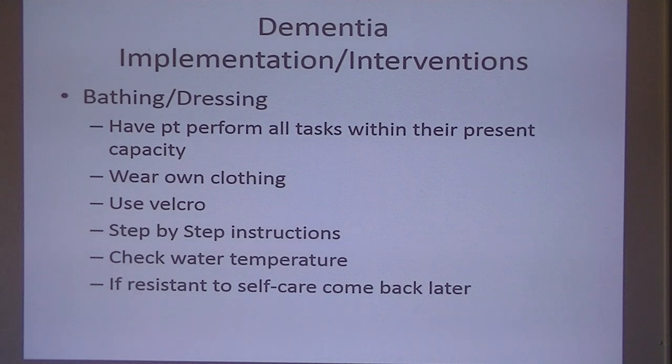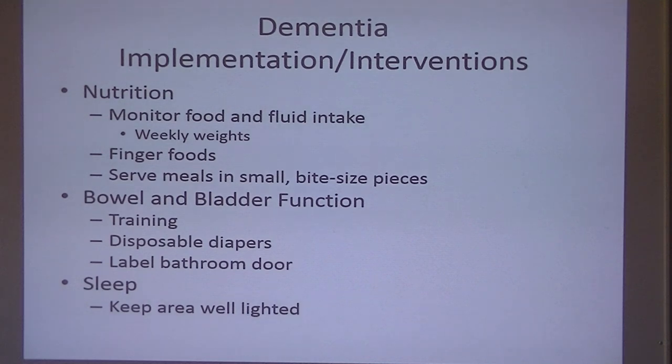Water temperature, make sure you check the water temperature before they get in the bathtub to make sure it's safe. Finger foods that are served in small, bite-sized pieces are the best. They won't be able to use their spoon in the later stages. You know, they're not going to be able to scoop the corn up and then put it into their mouth. It's just not going to be possible. So you want finger foods in small, bite-sized pieces.